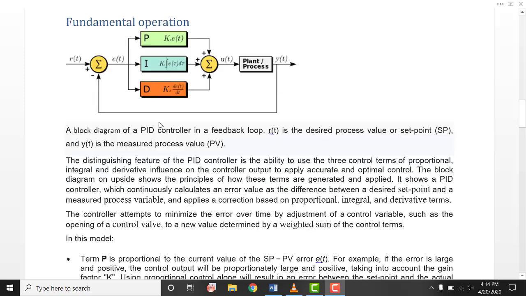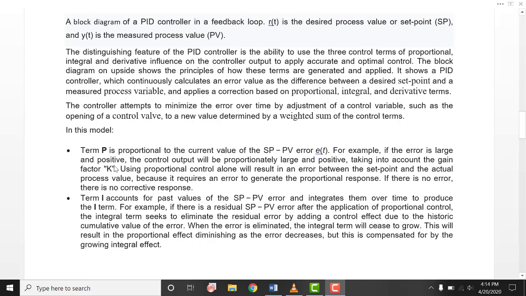So the term P stands for proportional to the current value of the set point minus the processed value or measured value. This SP minus PV stands for set point and processed value, or measured value, the value which we are receiving at the end. And this e with respect to time stands for error, this value with respect to time.